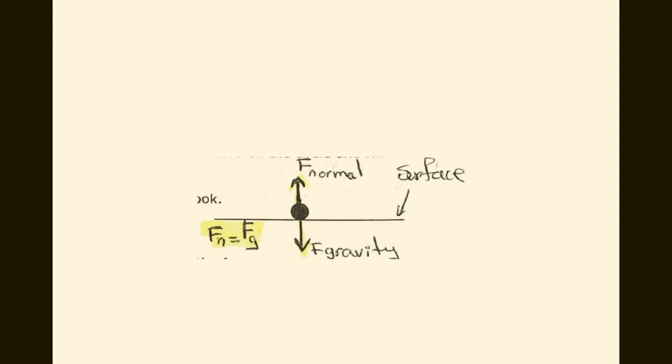As a reminder, F normal is always drawn perpendicular to the surface, not the object, but perpendicular to the surface, whereas Fg is always drawn straight from the object downwards.